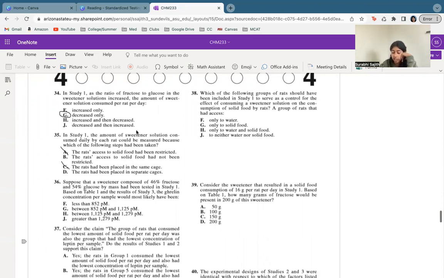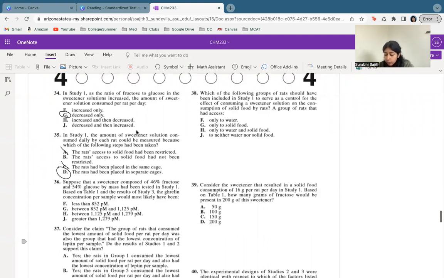So in this case, D is going to be our most relevant answer, because access to solid food isn't necessarily going to be critical to the amount of sweetener solution consumed, but the fact that they were placed in separate cages is going to be critical, because we can measure exactly how much sweetener solution they consumed. If they were in the same cage, and everyone was drinking maybe different types of solutions, then we wouldn't be able to properly assess that. So that's why D is going to be our best answer.